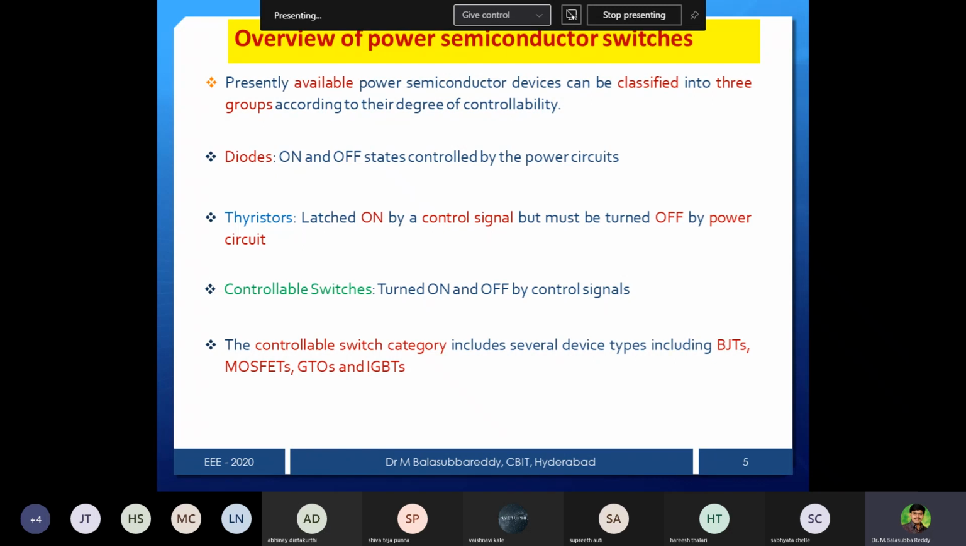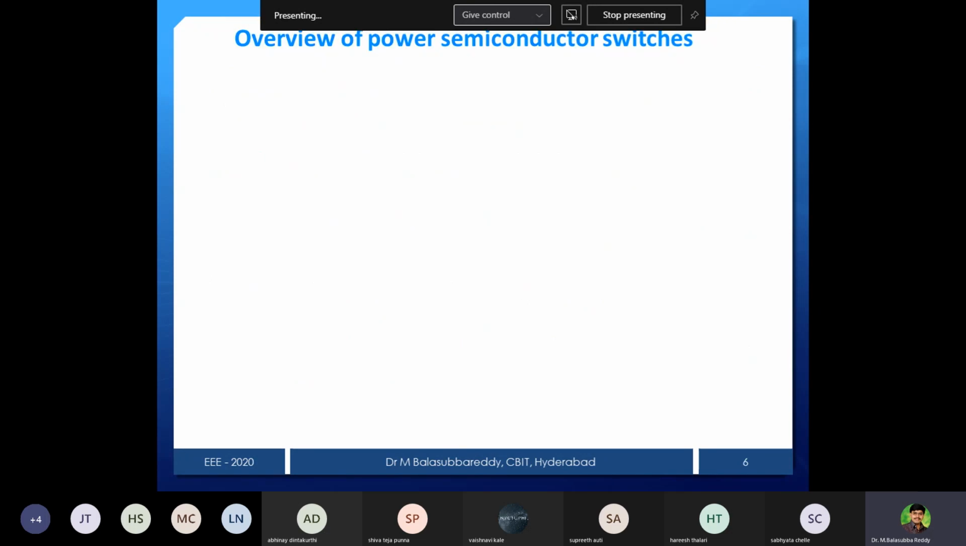Controllable switches include BJT, MOSFET, GTO. BJT is also the same. If you pass the base current, it will turn on. Remove the base current, it will turn off. So these are some of the devices in the controllable switch category: BJT, MOSFET, GTO, gate turn-off device, and IGBT. I think you don't have the GTO concept, but it is a very simple, latest device. We can easily turn off the device by making use of the gate turn-off device. So these are the controllable switches.